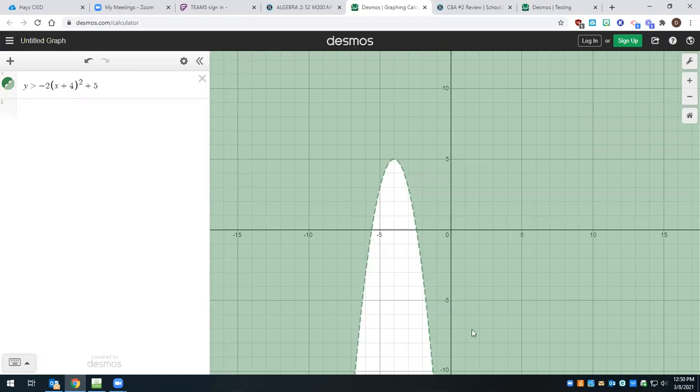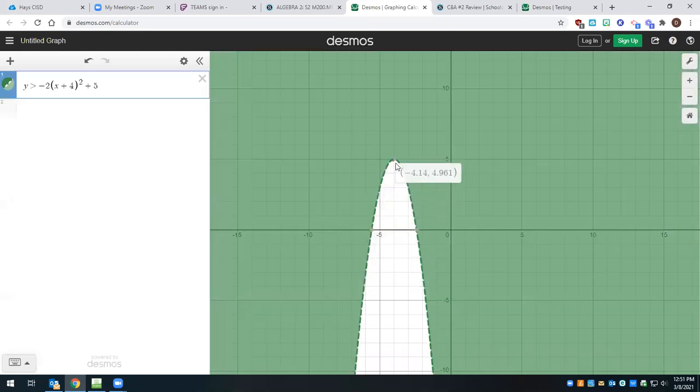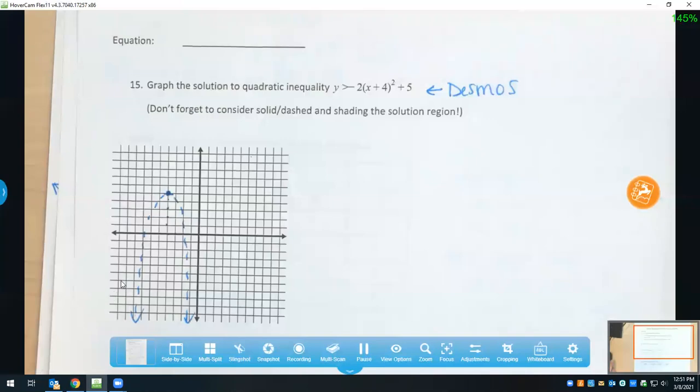It's multiple choice, so you're just finding the one that's going to match this, but we should expect this. It's a dashed line, so you want to make sure you're looking for the one that has the dashed line. You also want to make sure that you're looking for the one that's shaded above, because y greater than means go to the vertex and go up. I'm just going to approximate this. Its vertex is at -4, 5. Then I'm going to show that I've got a dashed line, and then I'm going to shade above. Okay, so I'm just going to rough sketch it.